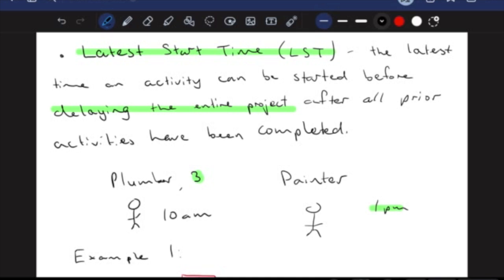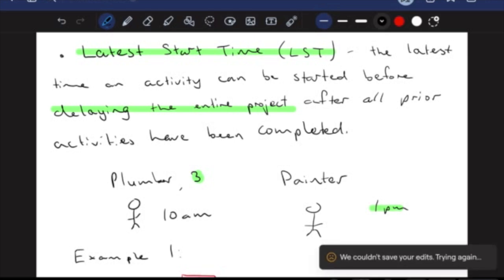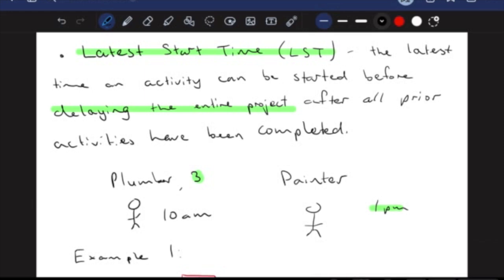Because this is going to take 3 hours, we don't want to delay the painter. If we start this at, for example, 12 p.m., the painter's here at 1, but he's wasting basically 2 hours waiting for us to be done at 3.